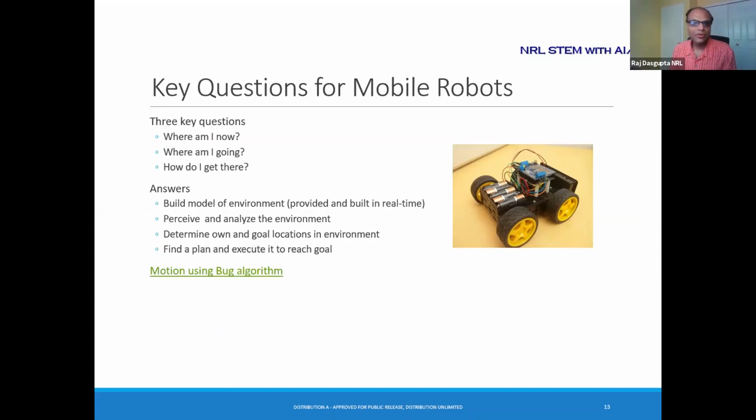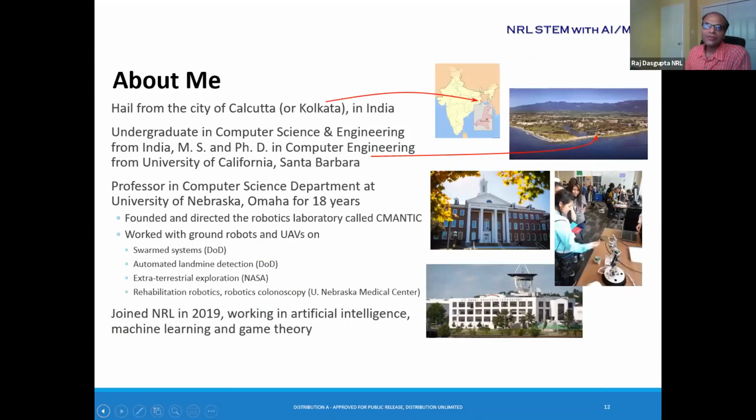Anyhow, I'm not sure if I can go back to one slide before, but let me just say, my name is Raj. I hail from the country of India, from the city of Calcutta. Calcutta is on the eastern coast of India, the eastern part. So right there you see a map of India, and the red arrow shows where the city of Calcutta is.